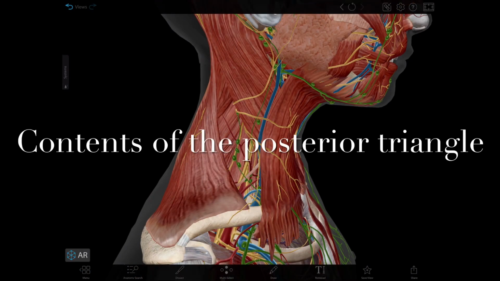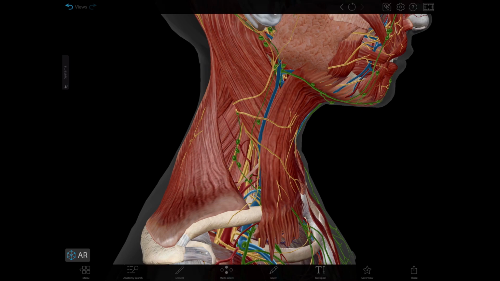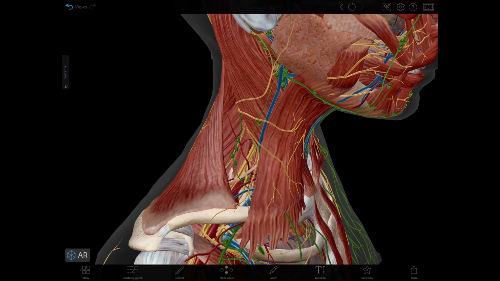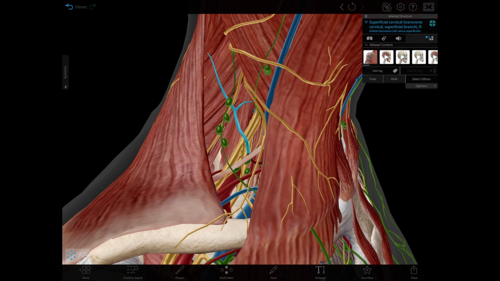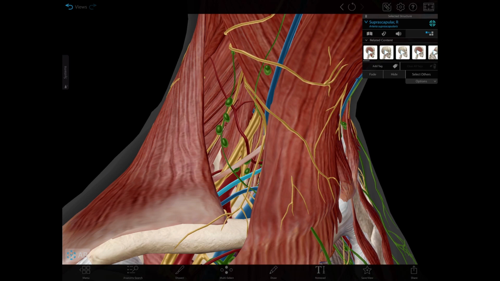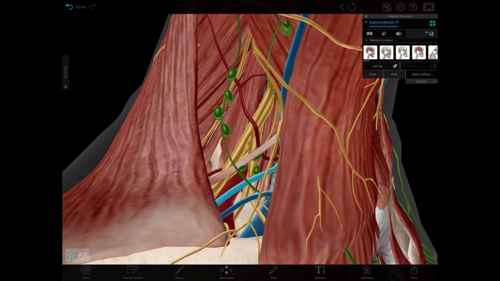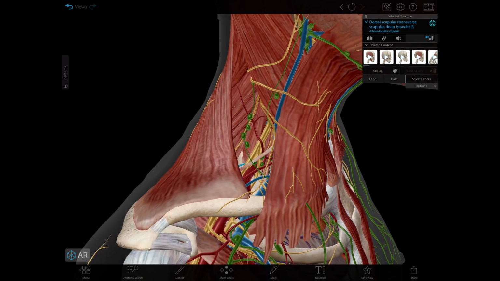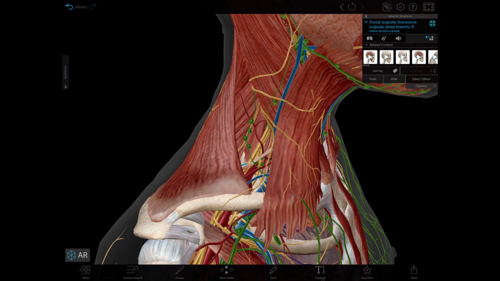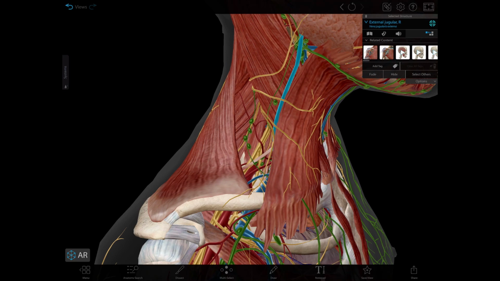Now, let's talk about the contents of the posterior triangle of the neck. So in this model, we're going to start with the arteries. First artery we're going to see is the subclavian artery, specifically the third part, which is that structure over here. We're also going to see the transverse cervical artery, the suprascapular artery, the dorsal scapular artery, which is this one right here, and also the occipital artery, which we cannot visualize on this particular model. Regarding the veins, we can see the external jugular vein very clearly right here in blue, and its tributaries, as well as the subclavian vein on some occasions.